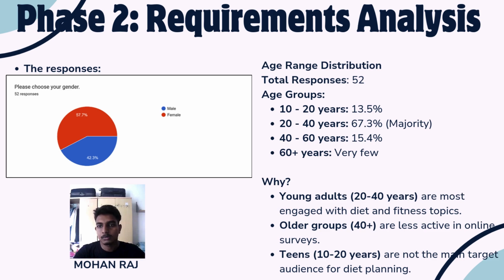I will be presenting phase 2, which is the requirement analysis. So our team created a Google form which consists of 7 questions in total, so we can gather others' data and opinions about diet plan management. We got a total of 52 responses. The first question is please choose your gender: 57.7% were female and 42.3% were male. So in numbers, there were 22 male and 30 female.